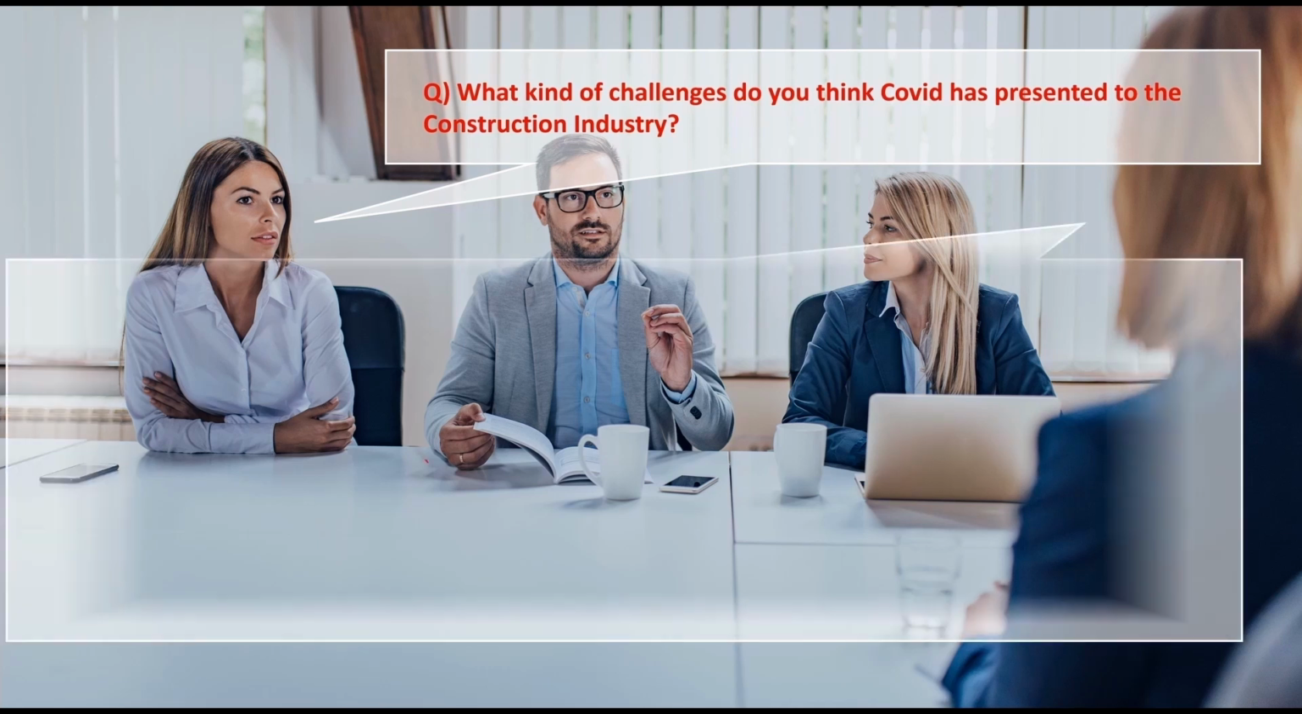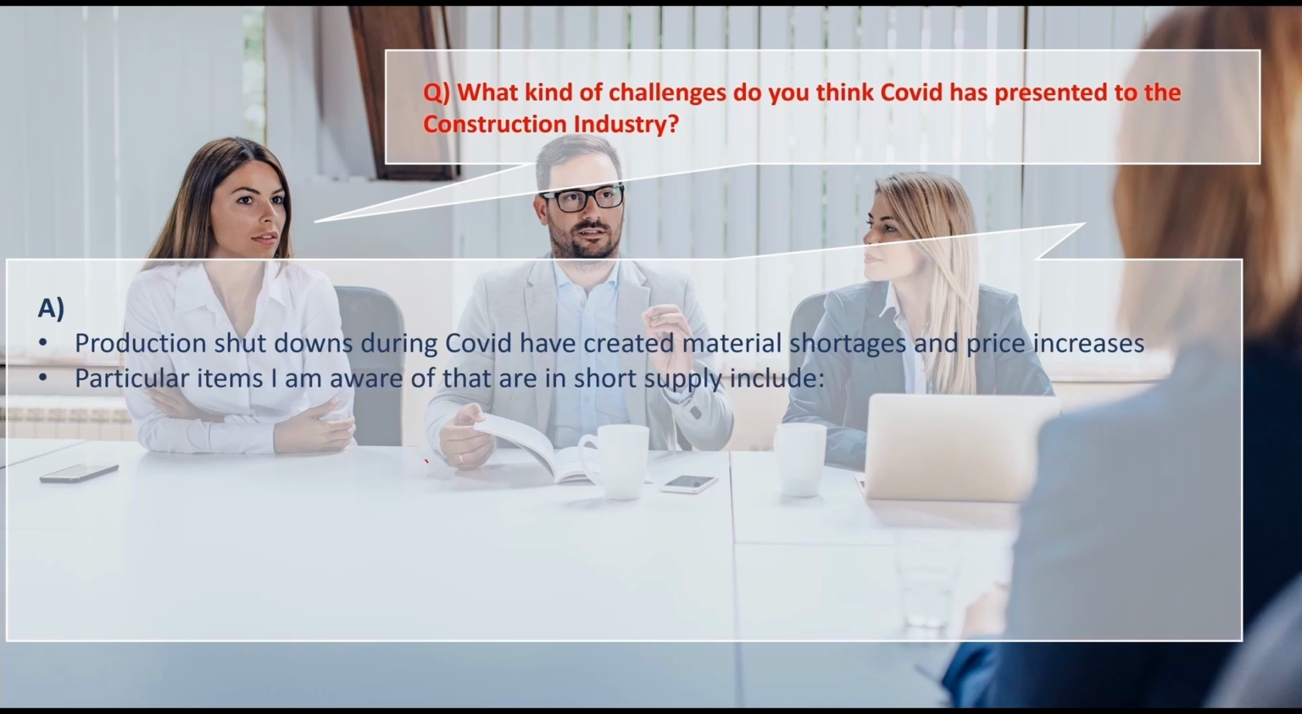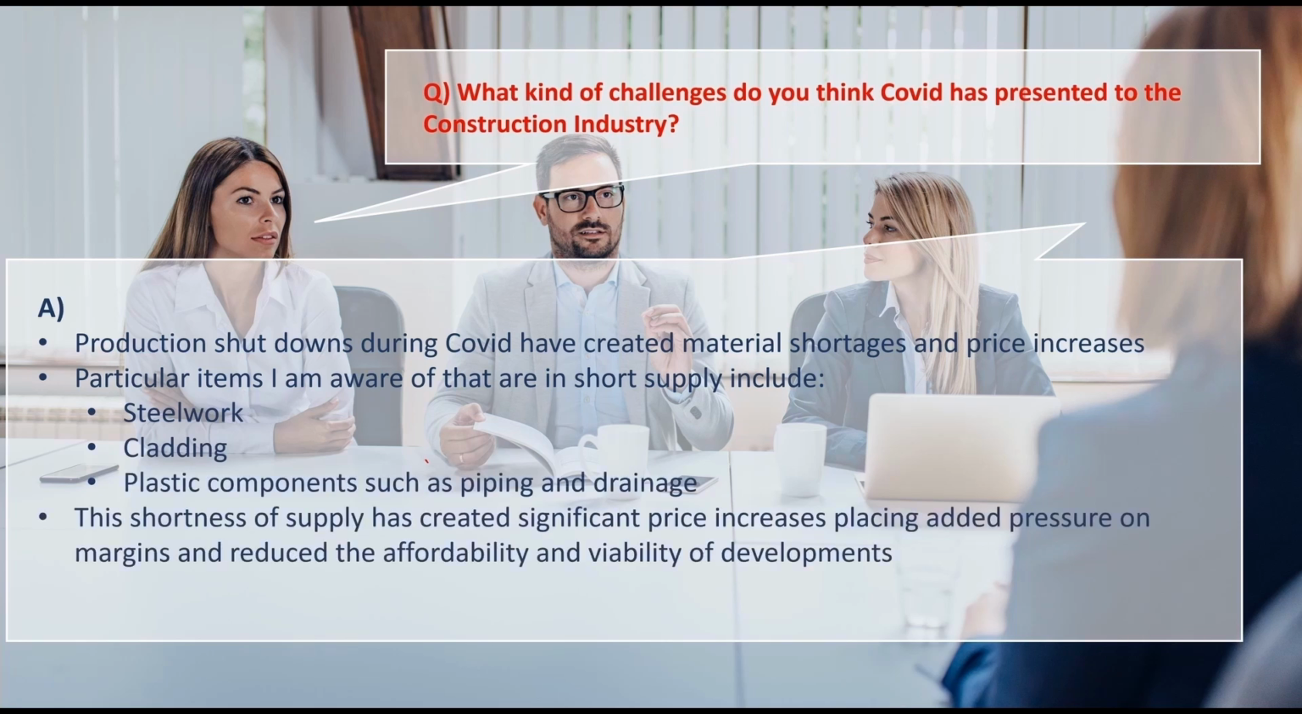And to address this, we can say that firstly, production shutdowns during COVID have created material shortages and subsequent price increases now that the market has rebounded. In particular, items that are in short supply and that are currently experiencing price increases include steelwork, cladding and plastic components such as piping and drainage. We could then go on to say that this shortness of supply has created significant price increases, placing added pressure on margins and reducing the affordability and viability of developments.